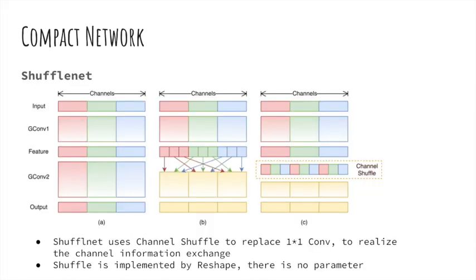And ShuffleNet, we have also introduced it before. It uses channel shuffling to replace 1x1 pointwise conv because MobileNet has 90% of parameters and 75% of FLOPs in pointwise conv. If we could get rid of 1x1 pointwise conv, the model could be much more compact.